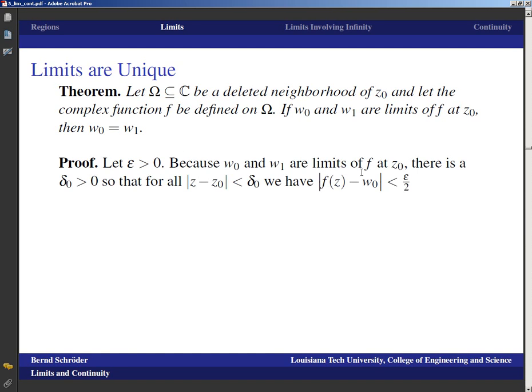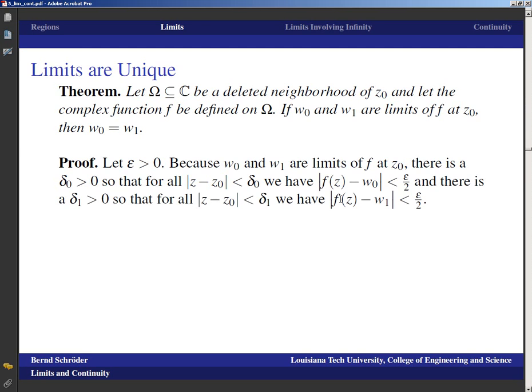Because w0 and w1 are limits of f at z0, there must first of all be a delta 0, so that for all z with |z minus z0| smaller than delta 0, we have that |f(z) minus w0| is smaller than epsilon over 2. That comes from the definition, and if the definition works for all epsilon, then it also works for an epsilon prime that is epsilon over 2. Don't worry about why I chose epsilon over 2. We will see that at the end of the proof, and we'll talk about it some more then. But basically, this is something that comes straight out of the definition.